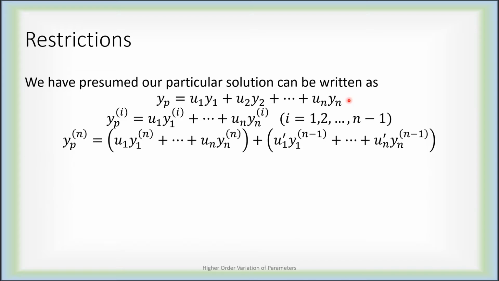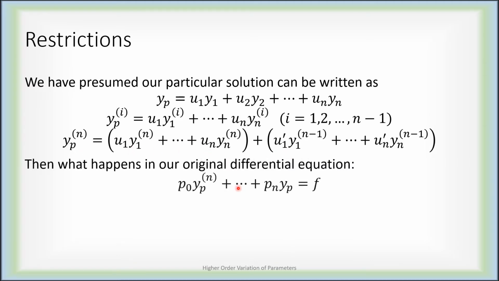So here we have the form of the forcing function. Some simplifying assumptions allowed us to conclude that the derivatives of y sub p were fairly simple up until the n minus first derivative. However, the next derivative then takes this form. When we put this into the differential equation, we're going to collect terms according to which u's are multiplying things. So if I plug this in for the nth derivative of yp, u1 will be multiplying the nth derivative of y1, but it will also be multiplying p naught.